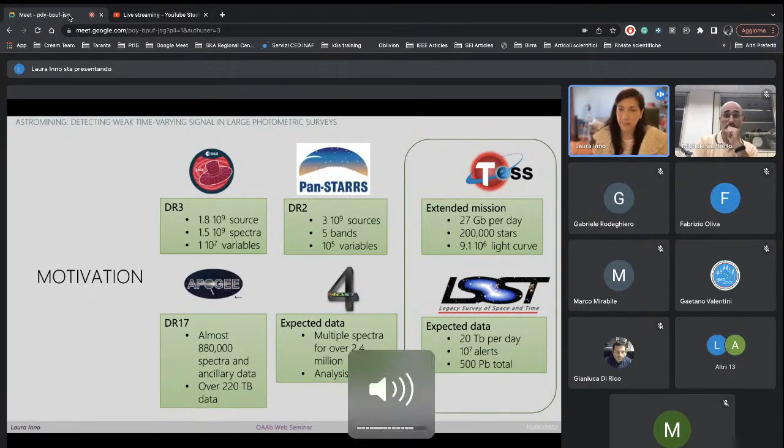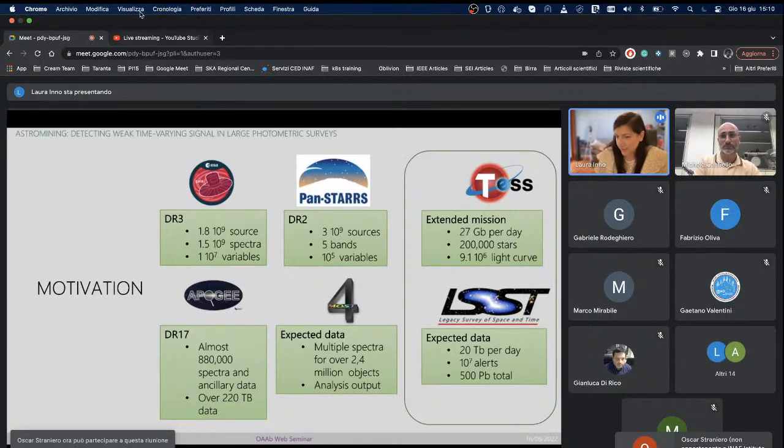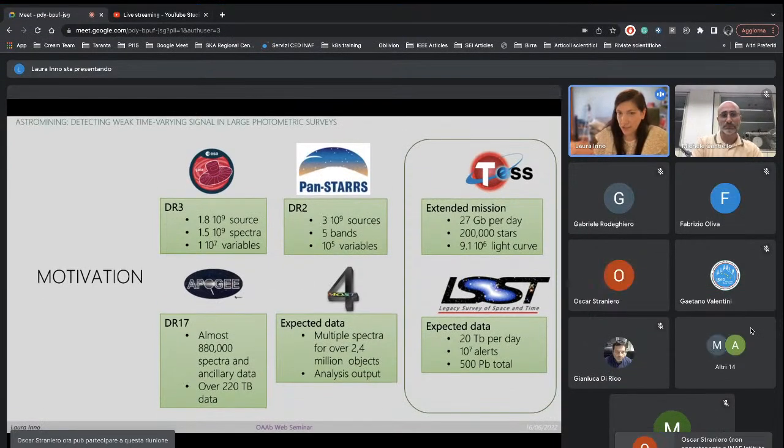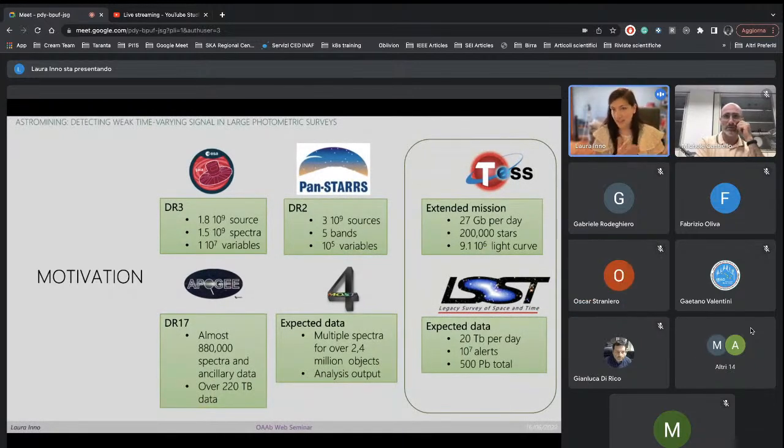The first one is the Transiting Exoplanet Survey Satellite, TESS, which just entered the second year of its extended mission, and it's delivering something like 27 gigabytes of data per day. And the other one is the Legacy Survey of Space and Time that Michele mentioned before, so LSST, which is going to start next year from the Vera C. Rubin Observatory in Cerro Pachón in Chile. It will run for 10 years and deliver 20 terabytes of data per night.